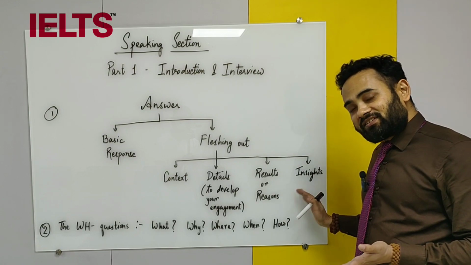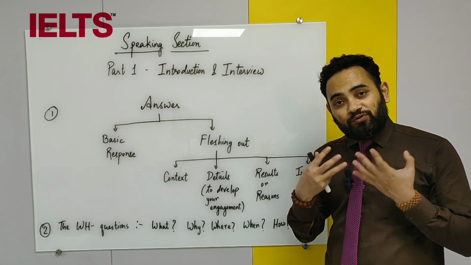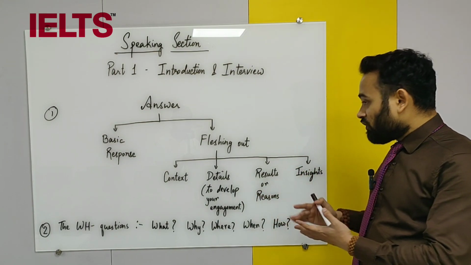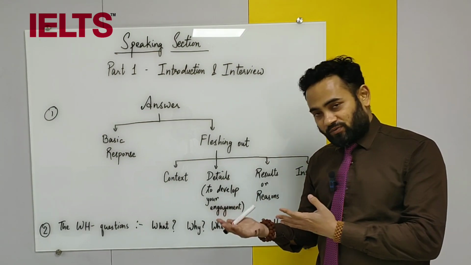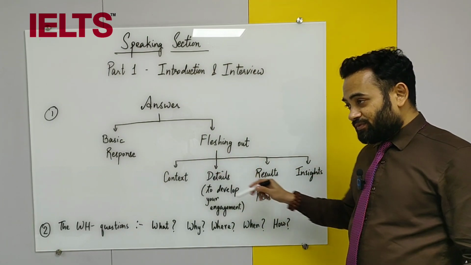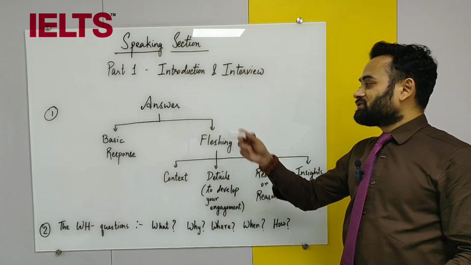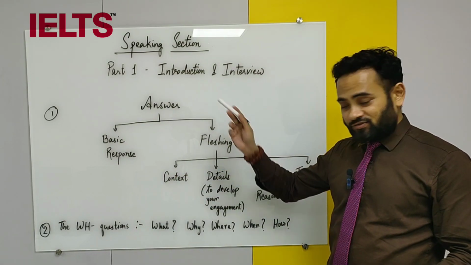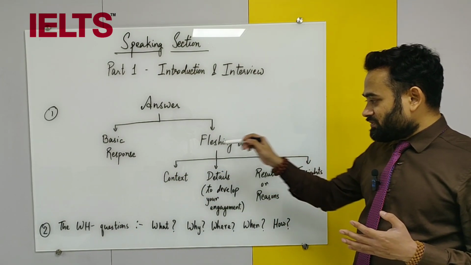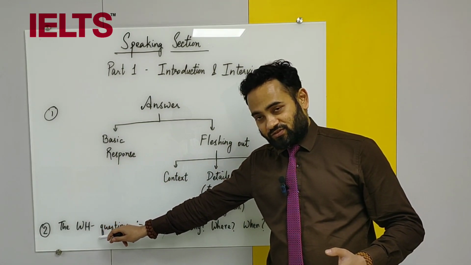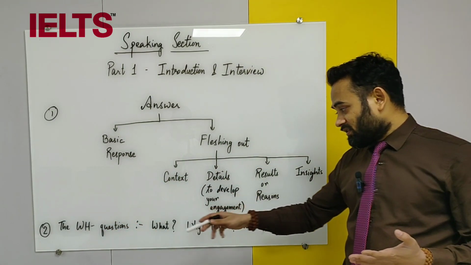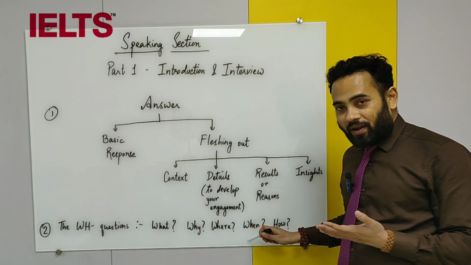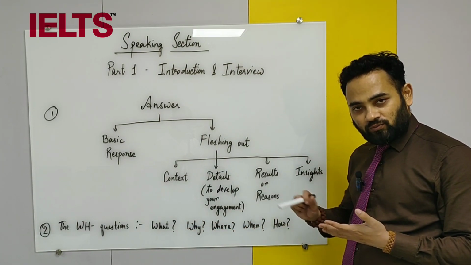And finally, insights. Insights means, what did you learn? What was the outcome of your visit? What was the outcome of your effort of doing whatever you did? This will help you in fleshing it out. We'll also use this in the second part of the speaking section. So to do this, you need to be able to ask the WH questions. What are they? They are basically what, why, where, when, and how.